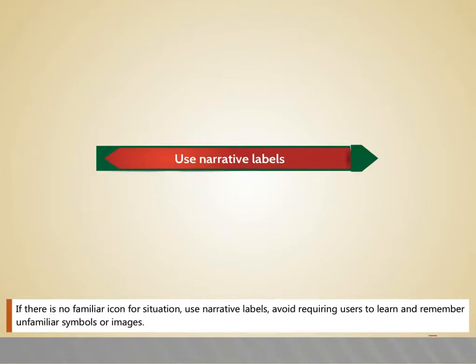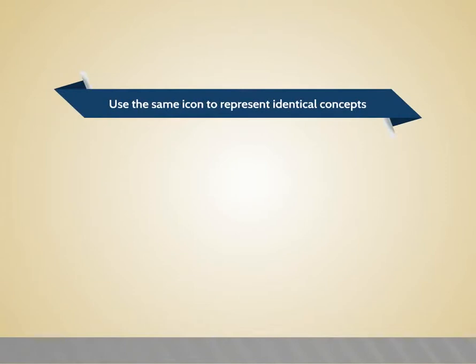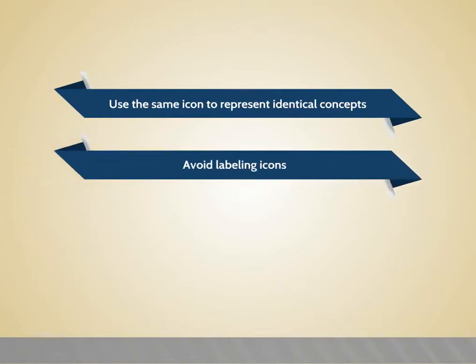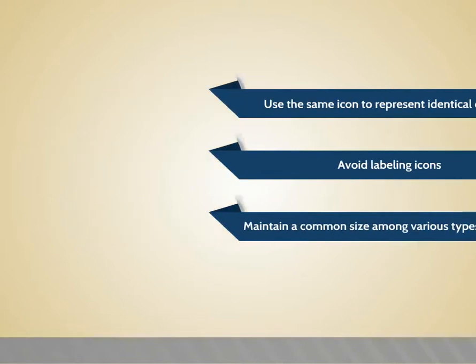If there is no familiar icon for a situation, use narrative labels. Avoid requiring users to learn and remember unfamiliar symbols or images. Use the same icon to represent identical concepts. Avoid labeling icons. Maintain a common size among various types of symbols.